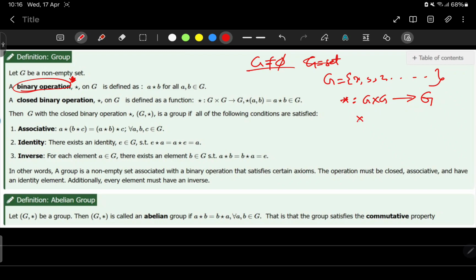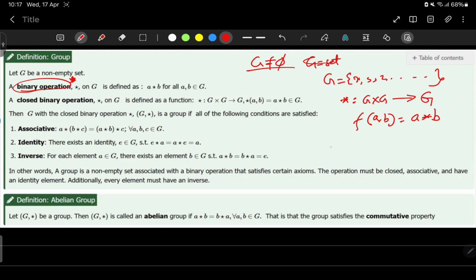Okay, so what is that saying? Operate star on a comma b. If you operate star, you can think of it as a function. Let's say f, so f of a comma b equals a star b. That's it. That is called the closed operation. Here also you are saying binary operation means a star b, so I am also writing a star b.